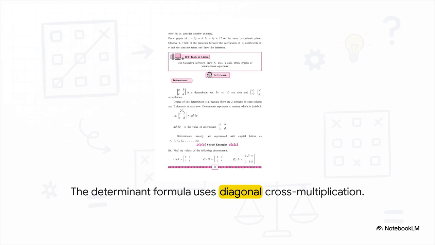To find the value, we simply cross-multiply. We multiply the top left element A with the bottom right element D, and then from that product, we just subtract the product of B and C. It really is a beautiful, systematic little pattern.